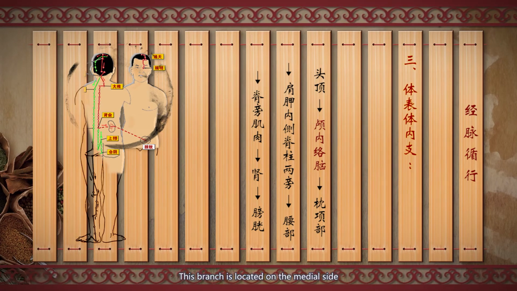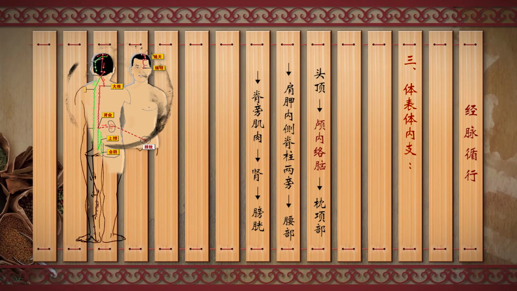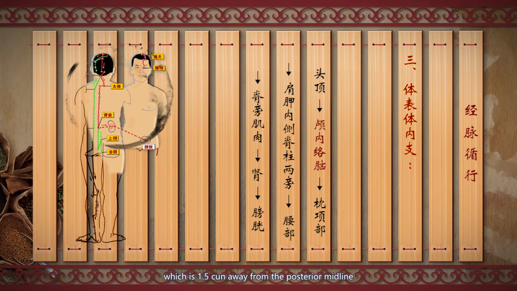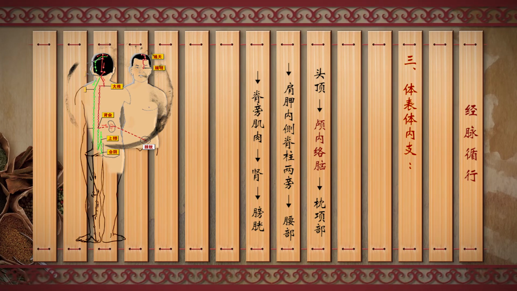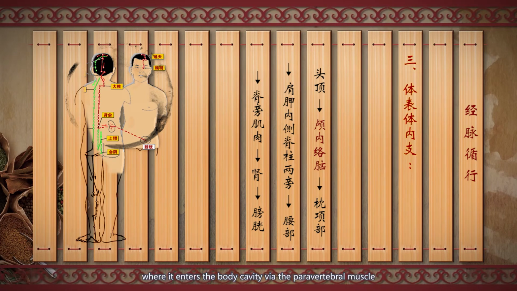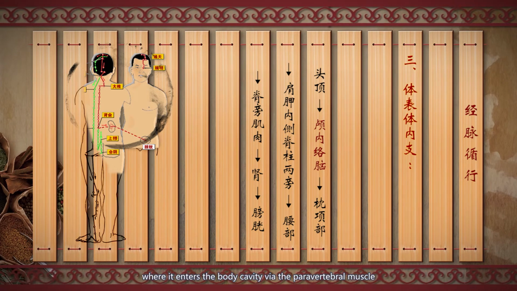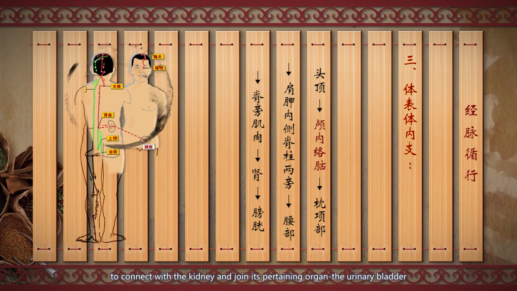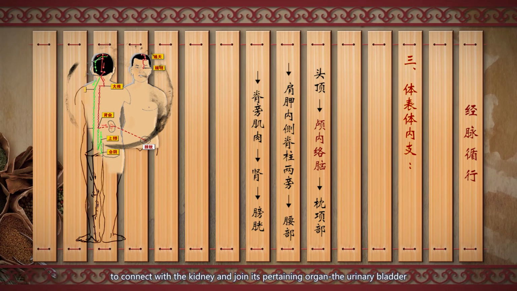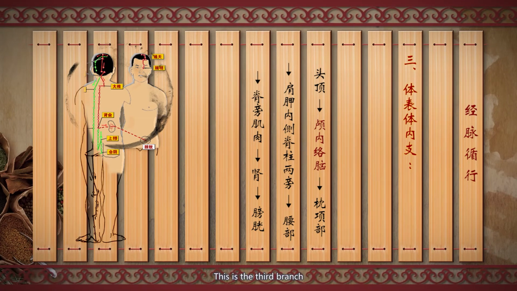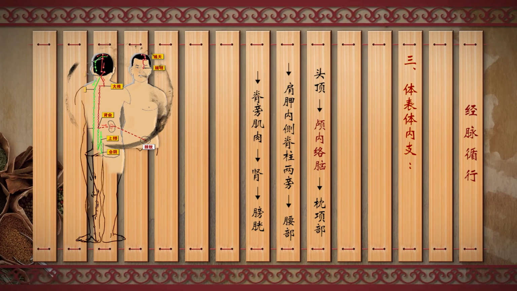This branch is located on the medial side, which is 1.5 cun away from the posterior midline. It reaches the lumbar region where it enters the body cavity via the vertebral muscle to connect with the kidney and join its pertaining organ, the urinary bladder. This is the third branch.